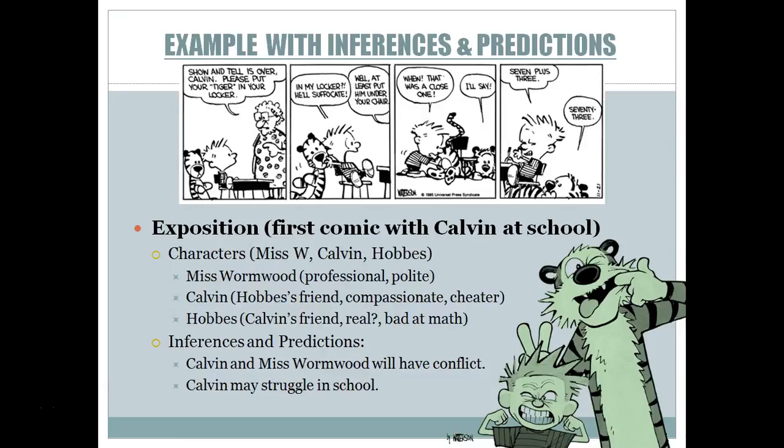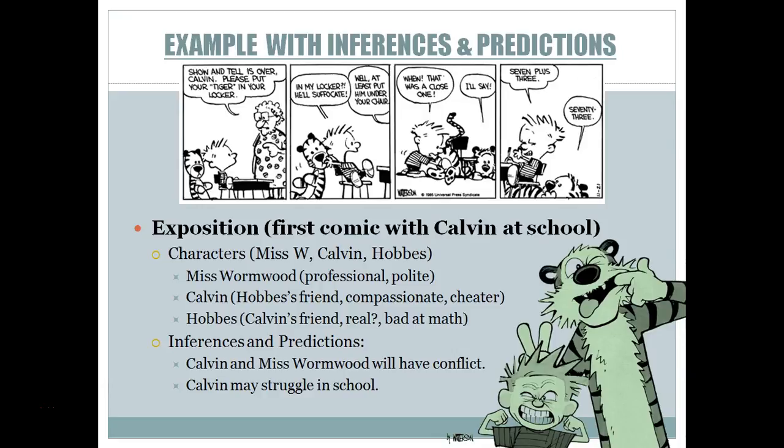Now the final part we have here is characterization. So we need to follow our characters and identify how they'll interact with each other as the story continues. So Calvin with Miss Wormwood is going to be an interesting mix, and we'll talk about that in a second. Miss Wormwood is professional and polite. We only see her for one panel, but this is her introduction. Calvin, Hobbes' best friend. He's compassionate, but he's also a cheater because he's trying to get answers out of Hobbes. And Hobbes, likewise, is Calvin's best friend. He may or may not be real, and he's clearly bad at math because 7 plus 3 is not 73.